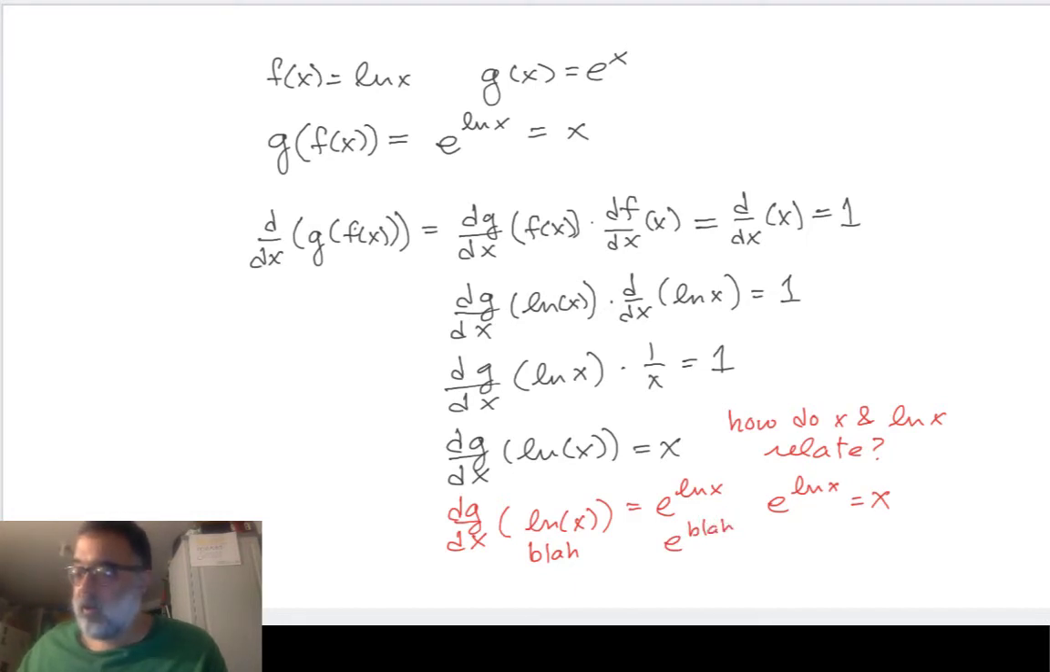But the function of blah, e to the blah, what that's saying is that the derivative of g of x is e to the x. So we could start out with the derivative of natural log, or start out with the derivative of e to the x, the exponential function, and find the derivative of the other one by using this inverse function relation and the chain rule. Okay, well, those ones we knew.